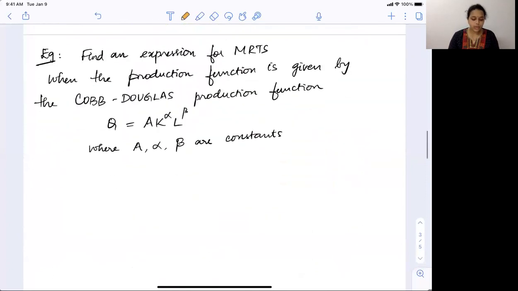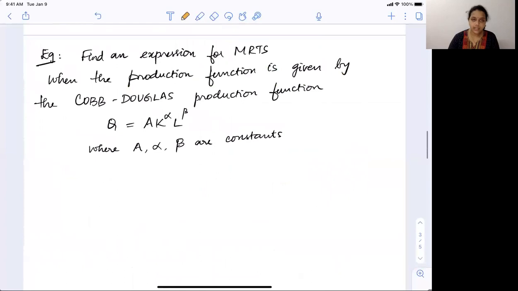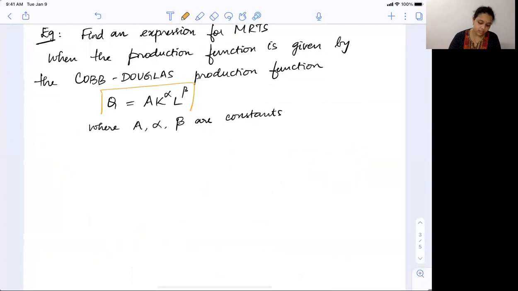Now, for the rest of this video, I want to go over a few simple problems where we end up computing MRTS. So let's get started. We're given a particular production function, and this one is called the Cobb-Douglas production function. Record this name in your memory because it is going to show up frequently. It's often of the form K raised to a particular power alpha multiplied by L raised to a particular power beta, and you may have a constant preceding these two terms. We are given that A, alpha, and beta are constants, and we want to find MRTS.